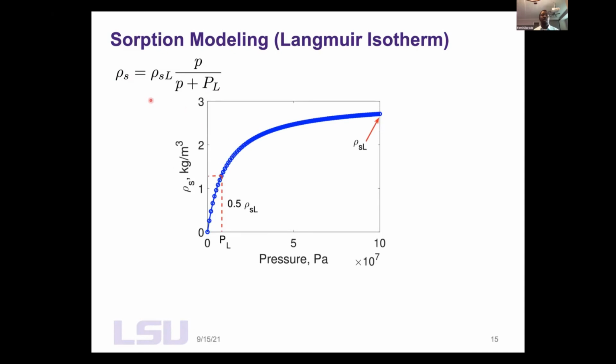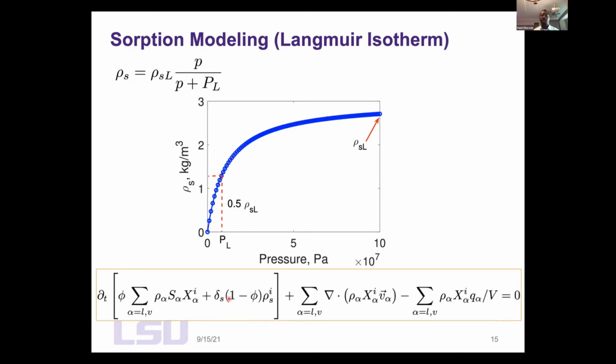So those are the only two model parameters, ρSL and PL. So this is the plot of ρS against P. It tends to flatten out at high pressures. And then the maximum value it flattens out to is the ρSL. And we find half of that. So half of ρSL takes us to this horizontal red line, and we project that to the blue line, and then back down to the pressure axis, and that is the Langmuir pressure. So the definition of the Langmuir pressure is the pressure at half of the maximum sorbed amount.